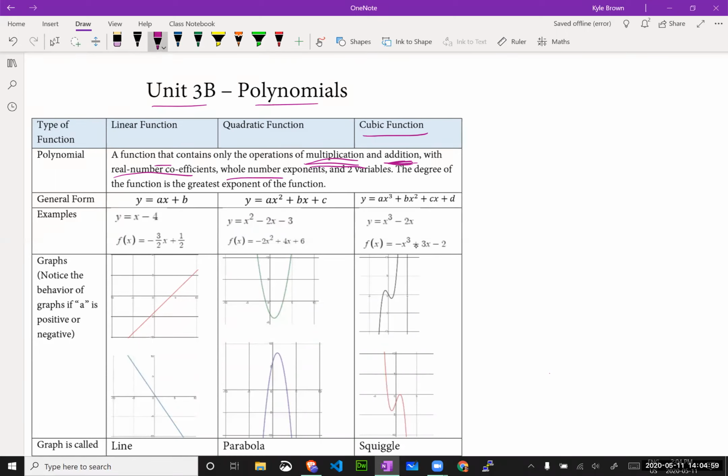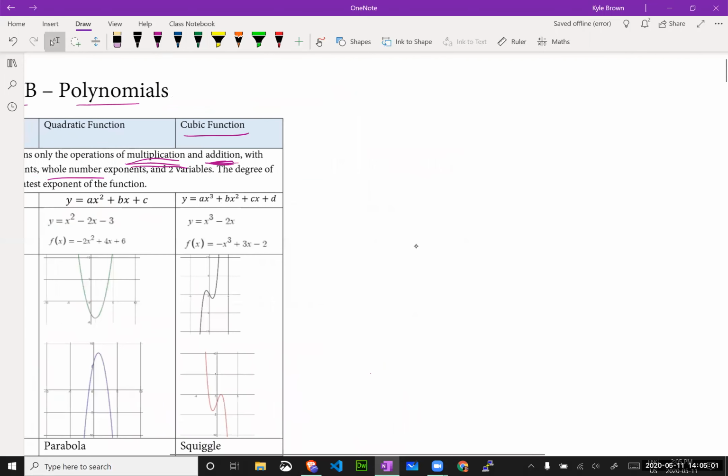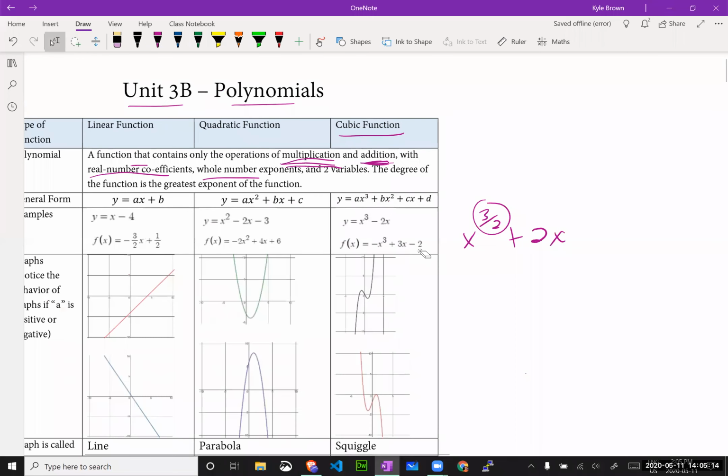Whole number exponents. So it's not allowed to have something like x to the power of 3 over 2 plus 2x or something. That's not a polynomial because of the fractional exponent there. It has to be 1, 2, 3, yada, yada, yada. And 2 variables. The 2 variables part just means a y and an x, right? So that makes it a polynomial.